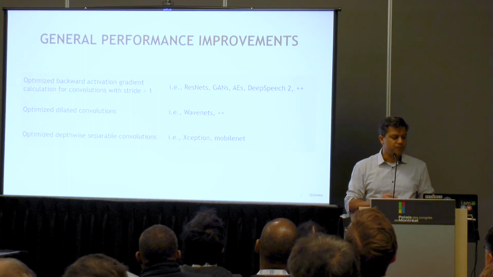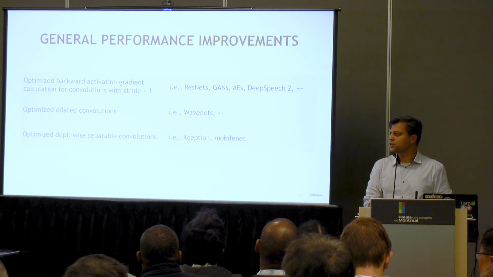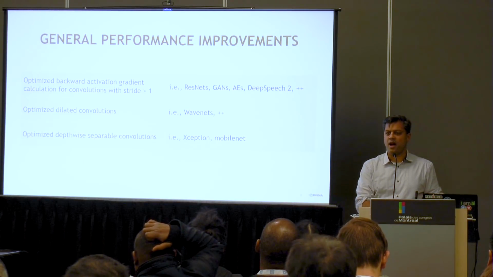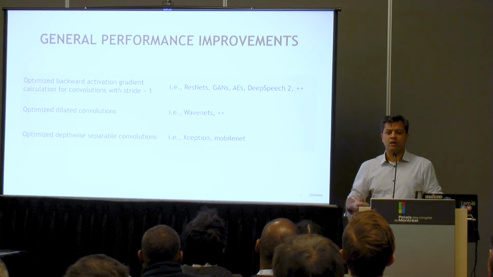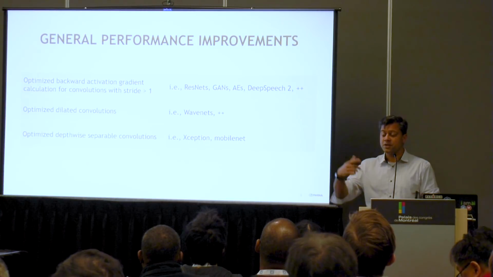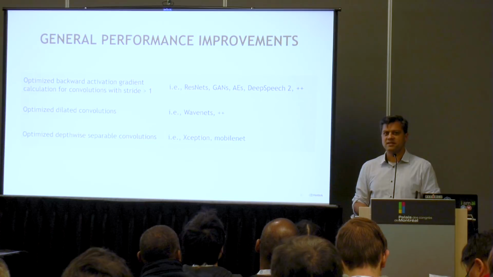And then the other thing was depth-wise separable convolutions. This is something used in models like Xception and MobileNet, and those have been optimized in the latest version. We are also working at the moment on optimizing grouped convolutions. That should be in the next release of cuDNN, and that's great for models like ResNeXt, for instance.